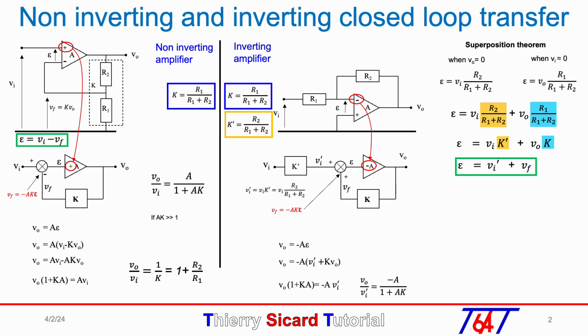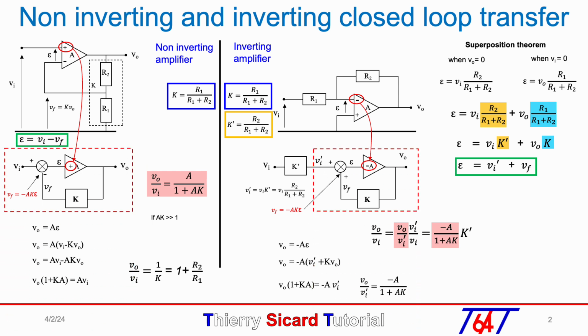Replacing epsilon, we will get Vout over Vin prime equal minus A over 1 plus AK. As Vout over Vin equal Vout over Vin prime multiplied by Vin prime over Vin, the final gain is minus AK prime over 1 plus AK. We have to note that both circuits, inverting and non-inverting amplifier, have the same closed loop except the sign.